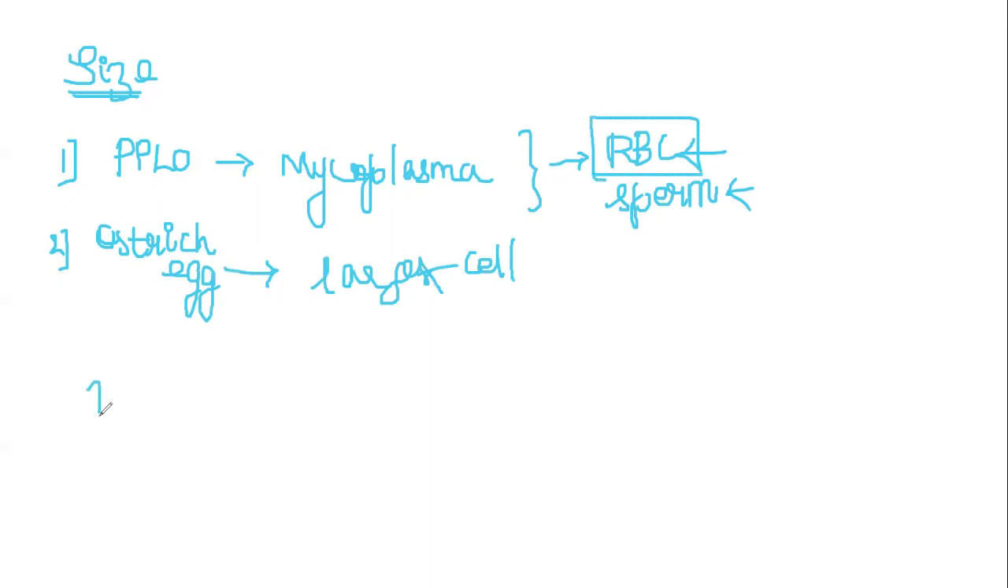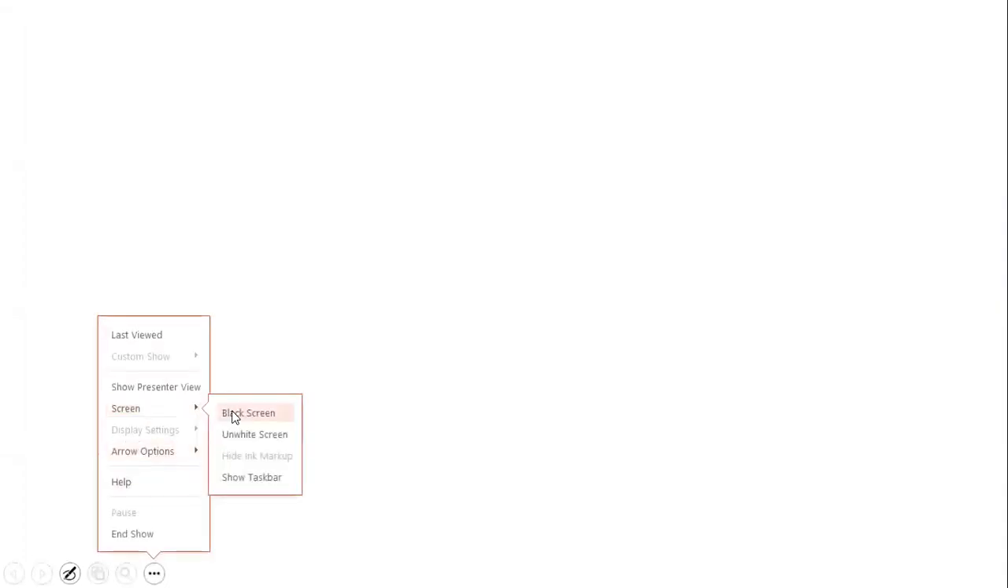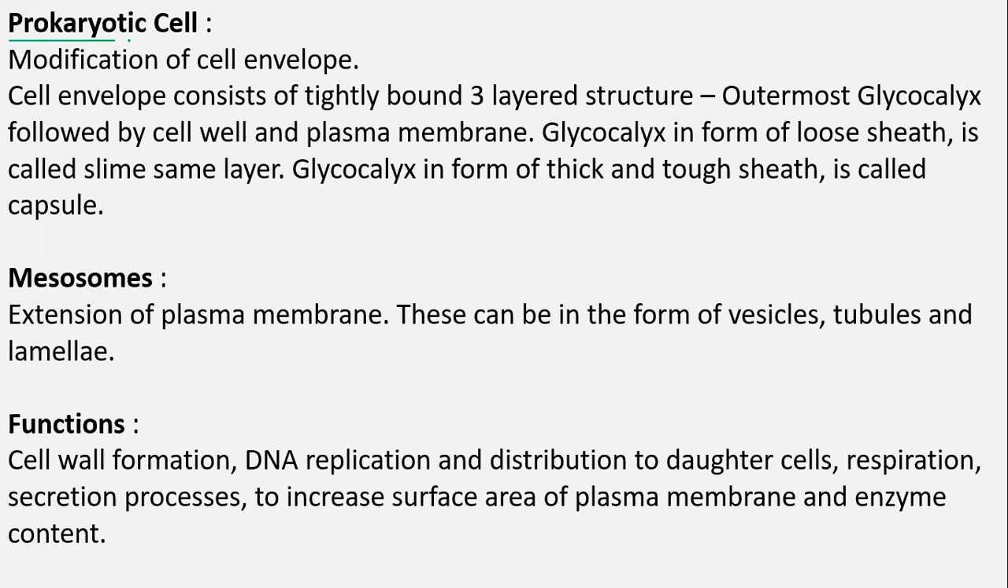Then nerve cell or neuron is the longest cell. Okay, everyone, neuron or nerve cell. So these are some of the important points before we move on to the prokaryotic cell. So let's discuss the prokaryotic cell. I hope whatever we are discussing is clear for each one of you.